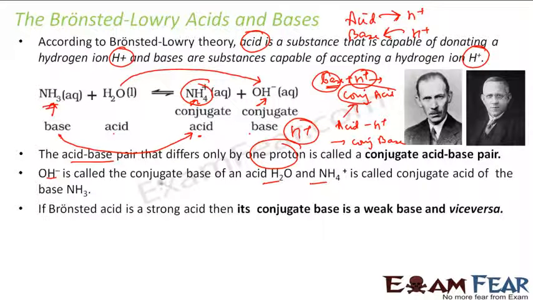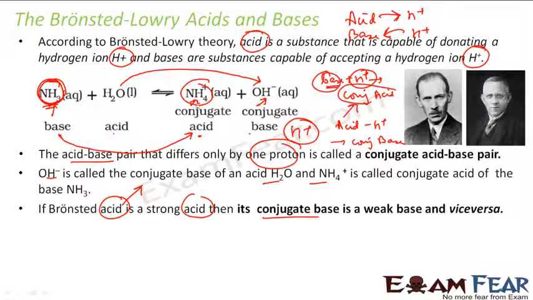And also, if this acid is a strong acid, then the conjugate base is a weak base. And if the base is strong, right, the conjugate acid is weak. So it's a vice versa always. So for a strong acid, the conjugate base is weak. For a weak acid, the conjugate base is strong. Okay. Because I'll tell you, NH3 is a weak base.